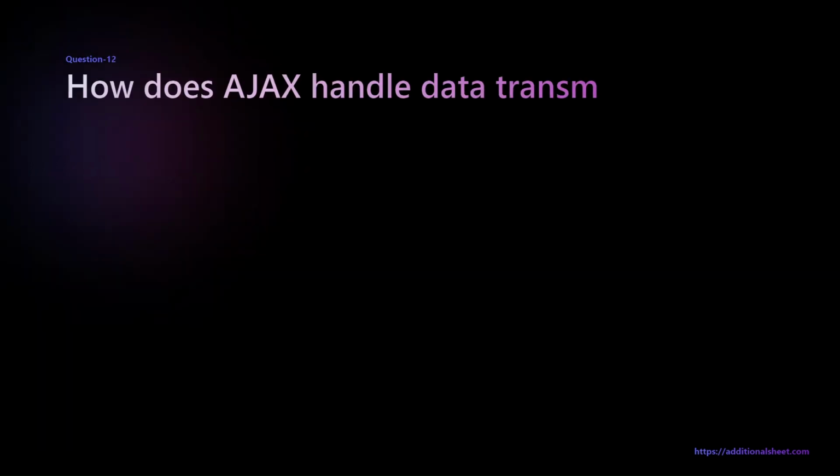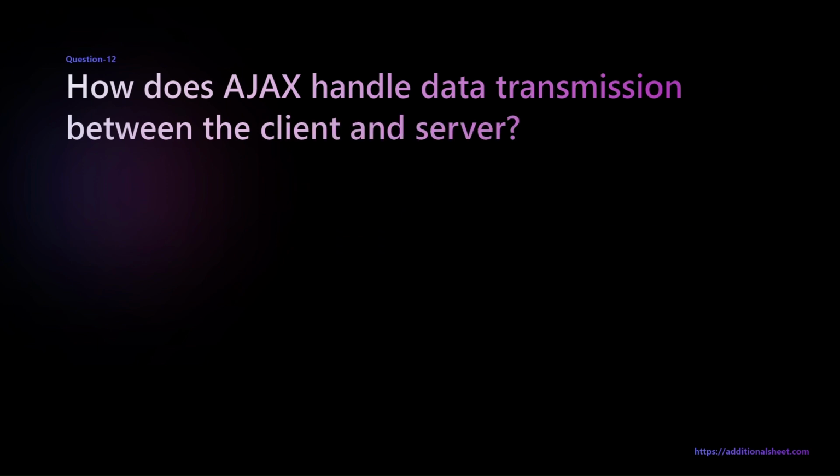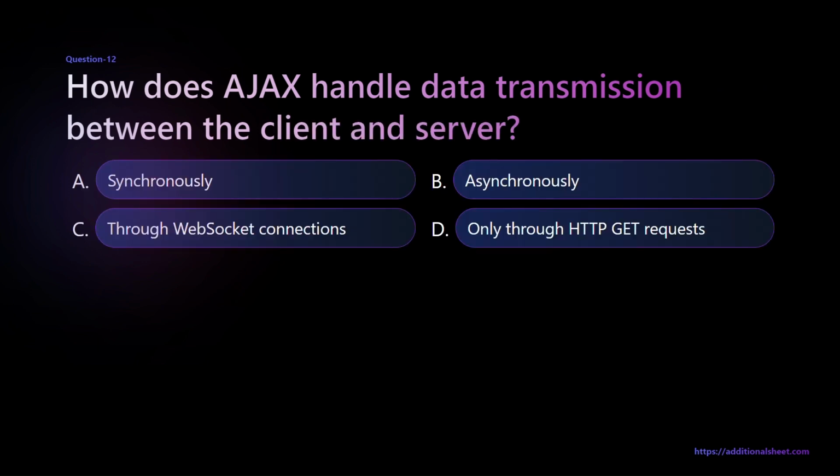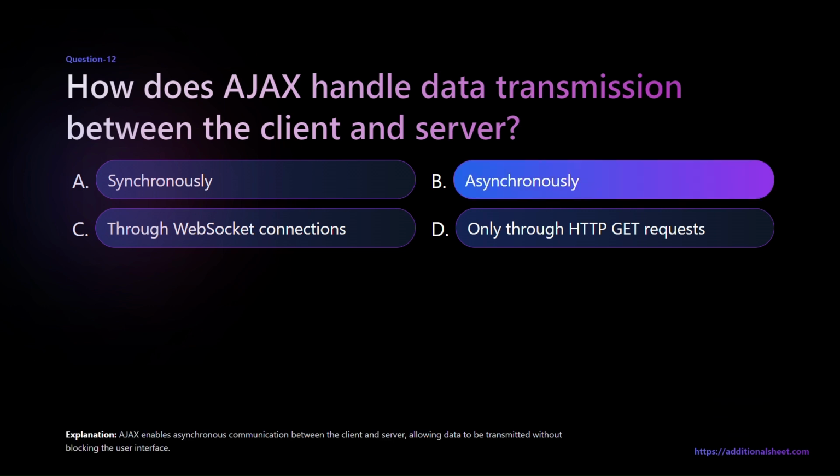How does AJAX handle data transmission between the client and server? Option A, synchronously. Option B, asynchronously. Option C, through WebSocket connections. Option D, only through HTTP GET requests. The correct answer is option B, asynchronously.